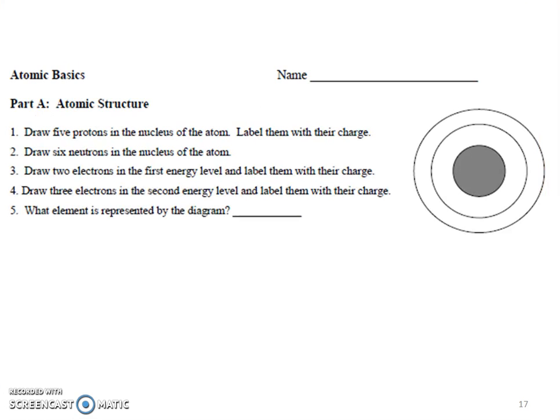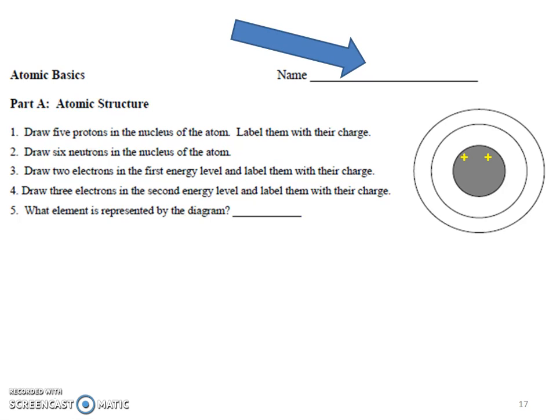So, part A. First, you have this atomic structure over here, and it says we're going to draw 5 protons in the nucleus. So this gray area, we have to put in 5 protons. And you're going to also label them with their charge. So this is what I did. Put your name first. Obviously, put your name on the paper. We are going to collect it for points.